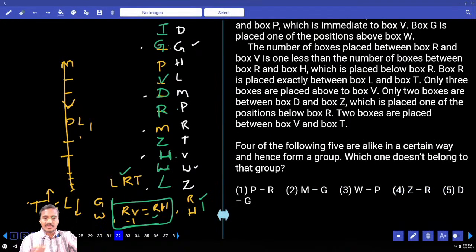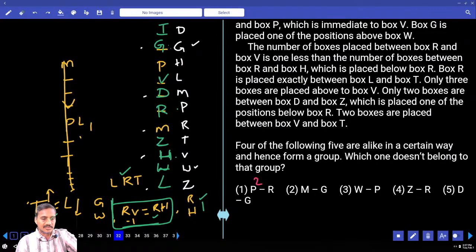Now in between P and R, how many are there? There are exactly two in between P and R. M and G, again there are two boxes. W and P: now between P and W, are there any boxes, tell me? There are three boxes between P and W. And between Z and R, there are three boxes between Z and R. And D and G are adjacent, hence number of boxes is not the criteria here. Right? Then tell me what is the next one?